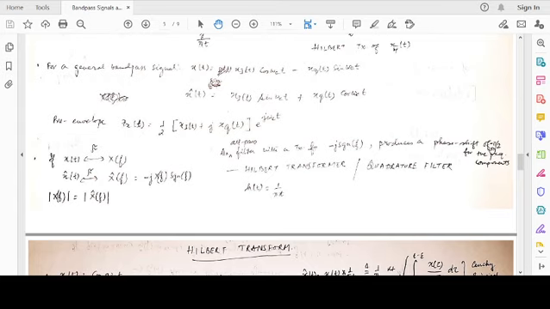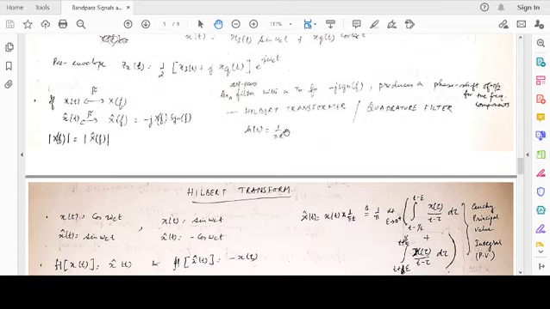Also, you see the ideal impulse response 1 by pi t. It goes as t tends to infinity, it is non-causal, and it decays up till infinity. It goes up till minus infinity. So this is very difficult to realize. So what is done in a Hilbert transformer? We try to approximate over the band of frequency where we want to implement the quadrature component of the signal.